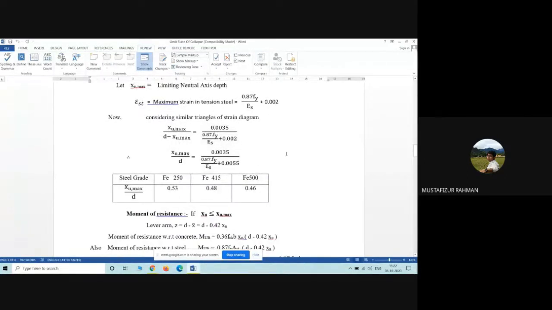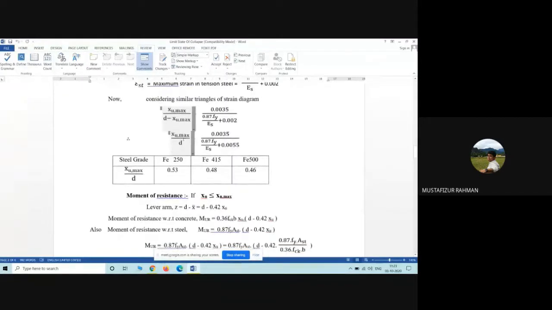Now here you see, Xu maximum divided by D. Xu maximum is dependent on what? You observe that Xu maximum, the critical or limiting neutral axis depth, is dependent on the effective depth and the yield stress of steel.